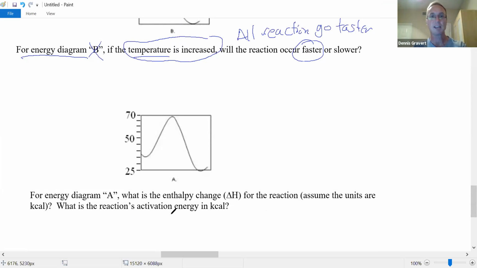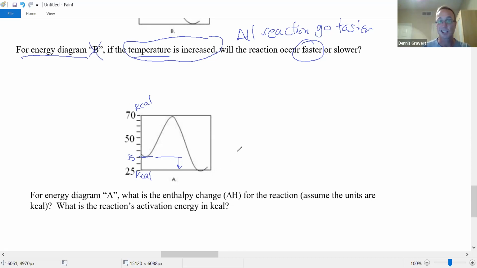For energy diagram A, what is the enthalpy change for the reaction? Okay, now you actually have units over here. We actually want to make a measurement. It says assume the units are kilocalories. So at the top here, there's 70 kilocalories. At the bottom, it's 25 kilocalories. What's the enthalpy change? Enthalpy change is where you start. Looks like it's starting at 25, 30, 35, 40, 45, 50. Yes, you start at 35 and you end up at 25.